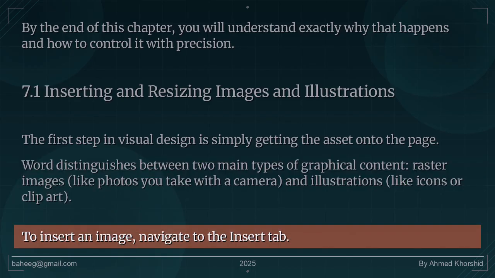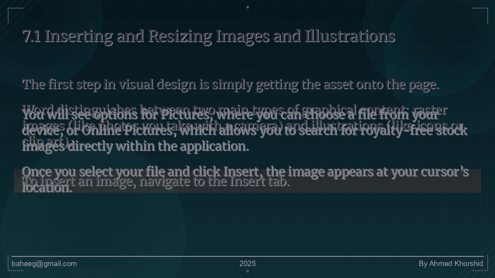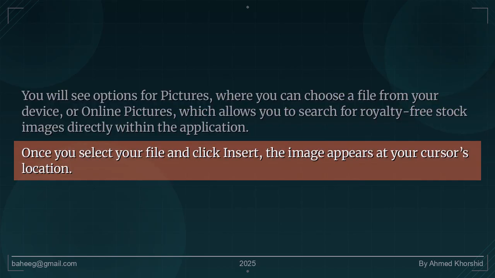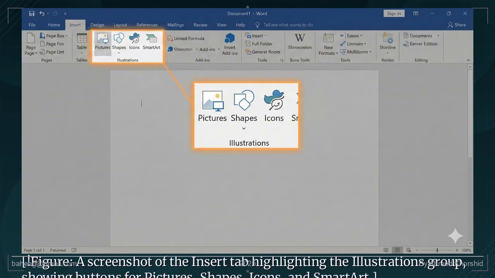To insert an image, navigate to the Insert tab. You will see options for pictures, where you can choose a file from your device, or online pictures, which allows you to search for royalty-free stock images directly within the application. Once you select your file and click Insert, the image appears at your cursor's location. Figure, a screenshot of the Insert tab highlighting the Illustrations group, showing buttons for pictures, shapes, icons, and smart art.